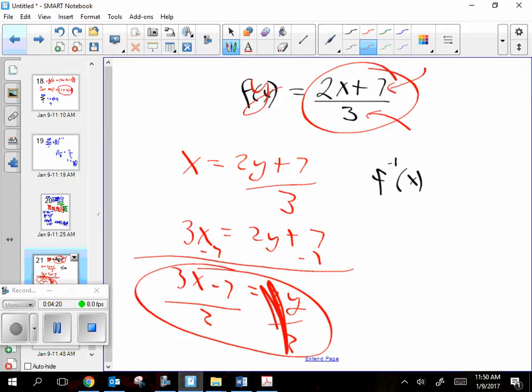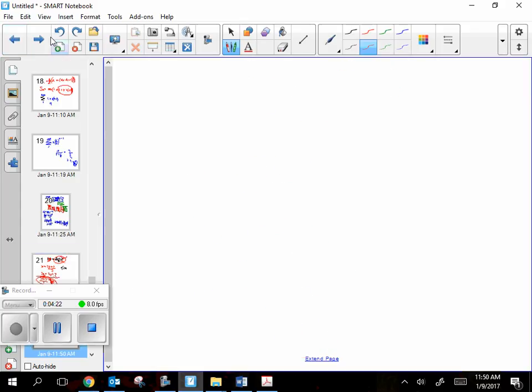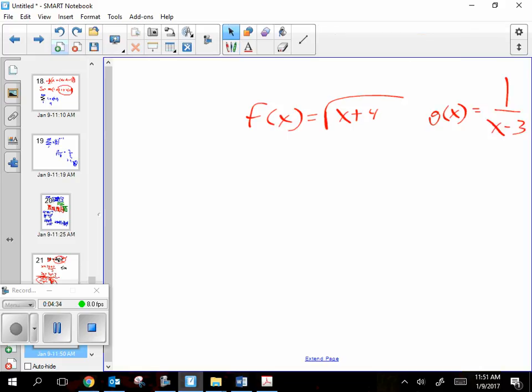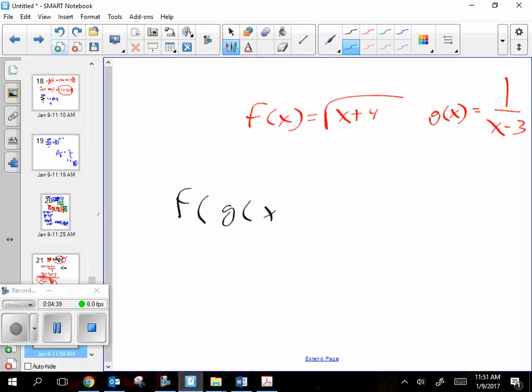So your next thing is, let's say that I have 2 functions, f of x and g of x, and f of x is going to be the square root of x plus 4, and g of x is going to be 1 over x minus 3. Would you please tell me what f of g of x is and what its domain is? See if you remember that. I'll pause for a second while you do that.